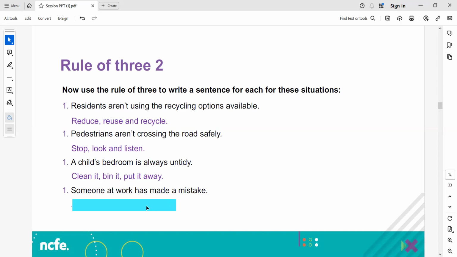Well done. Someone at work has made a mistake. What advice could we give them so they don't make a mistake in the future? So the rule of three: acknowledge, learn, improve. Yeah, good. And then we've got another example here: ask, check and check again. Good, well done.